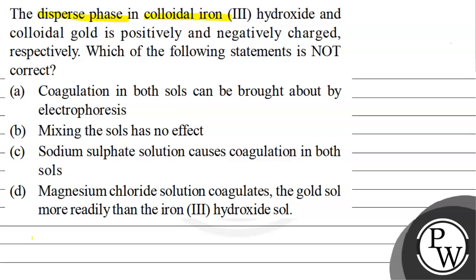The dispersed phase in colloidal iron 3 hydroxide and colloidal gold is positively and negatively charged respectively. Which of the following statements is not true? तो not correct. हमें इसमें से false statement बताना है.